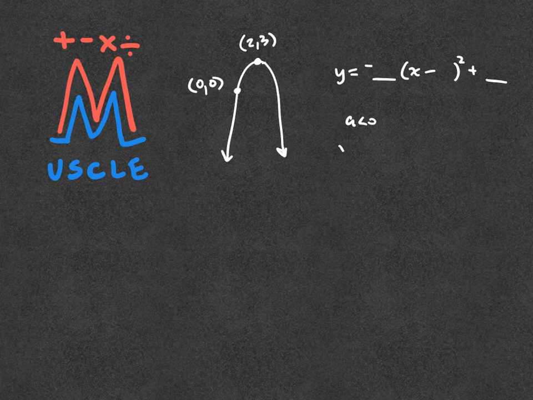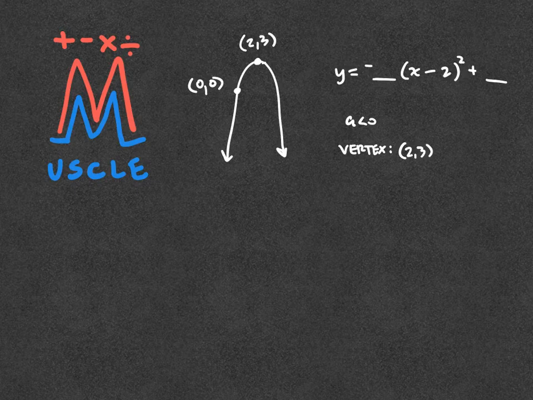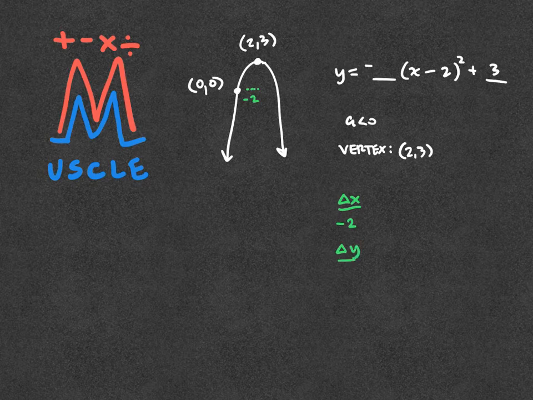And if the vertex is (2, 3), then I know this would be (x - 2)² + 3. So all I've got to do is find the value for a. So let's look first at our foundational pattern of change. Notice that my change in x here is -2. So if there is a change in x of -2, our change in y would be plus or minus 4.